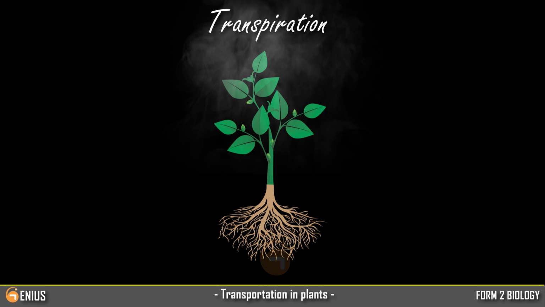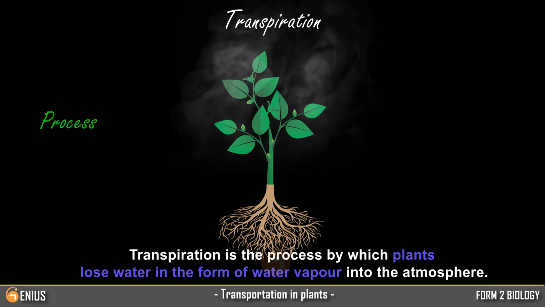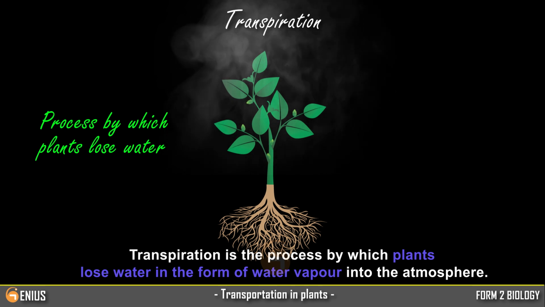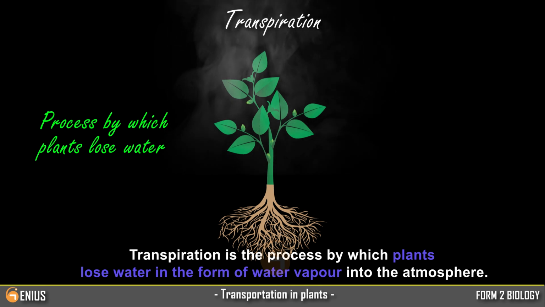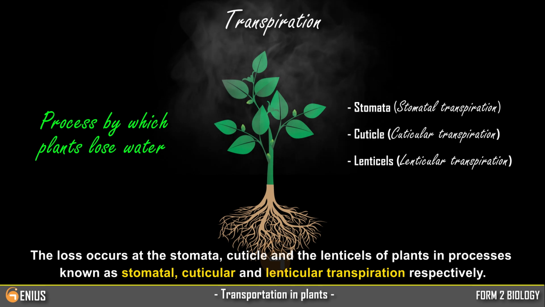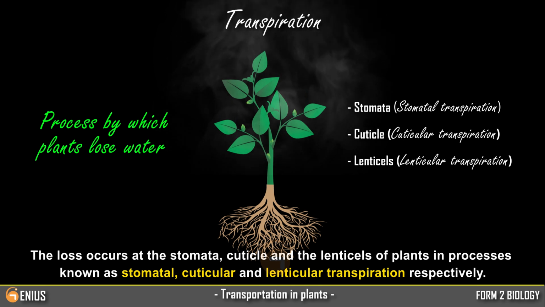Transpiration. Transpiration is the process by which plants lose water in the form of water vapor into the atmosphere. The loss occurs at the stomata, cuticle and the lenticels of plants in processes known as stomatal, cuticular and lenticular transpiration respectively.